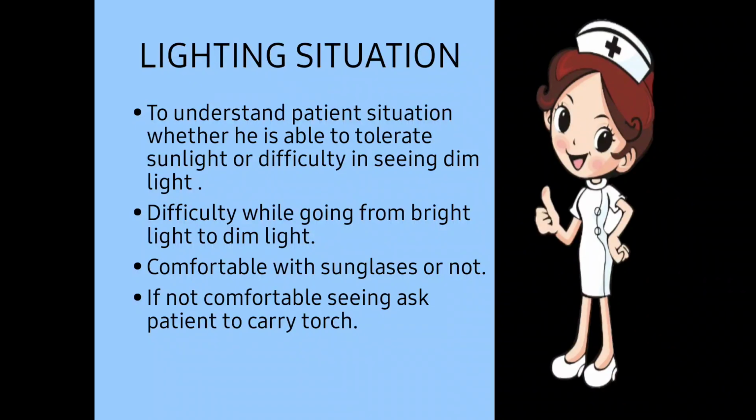If not comfortable seeing, ask the patient to carry a torch. If the patient is not comfortable in seeing, then the patient is supposed to be asked to carry a torch. This was about the observation as well as the history taking. Okay, the visual acuity part is left. This was the end, and thanks for your patience in listening.